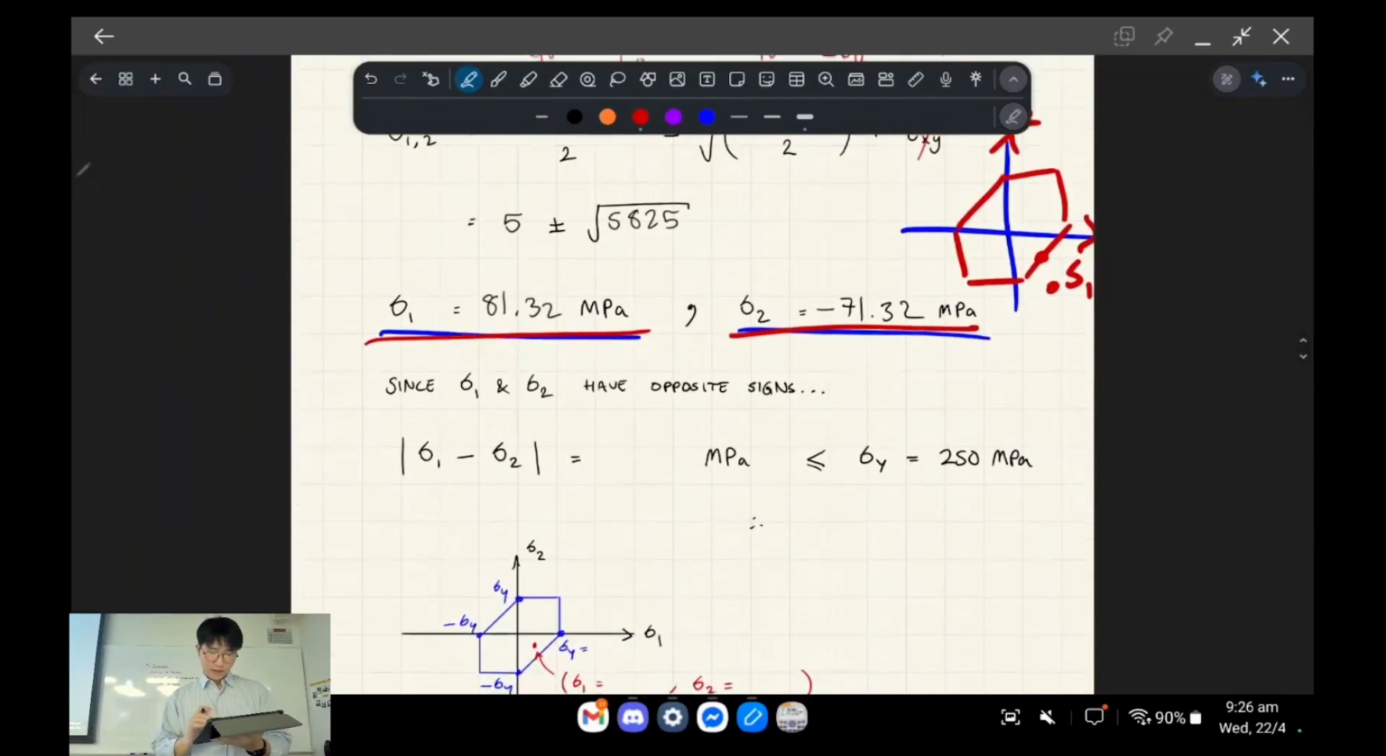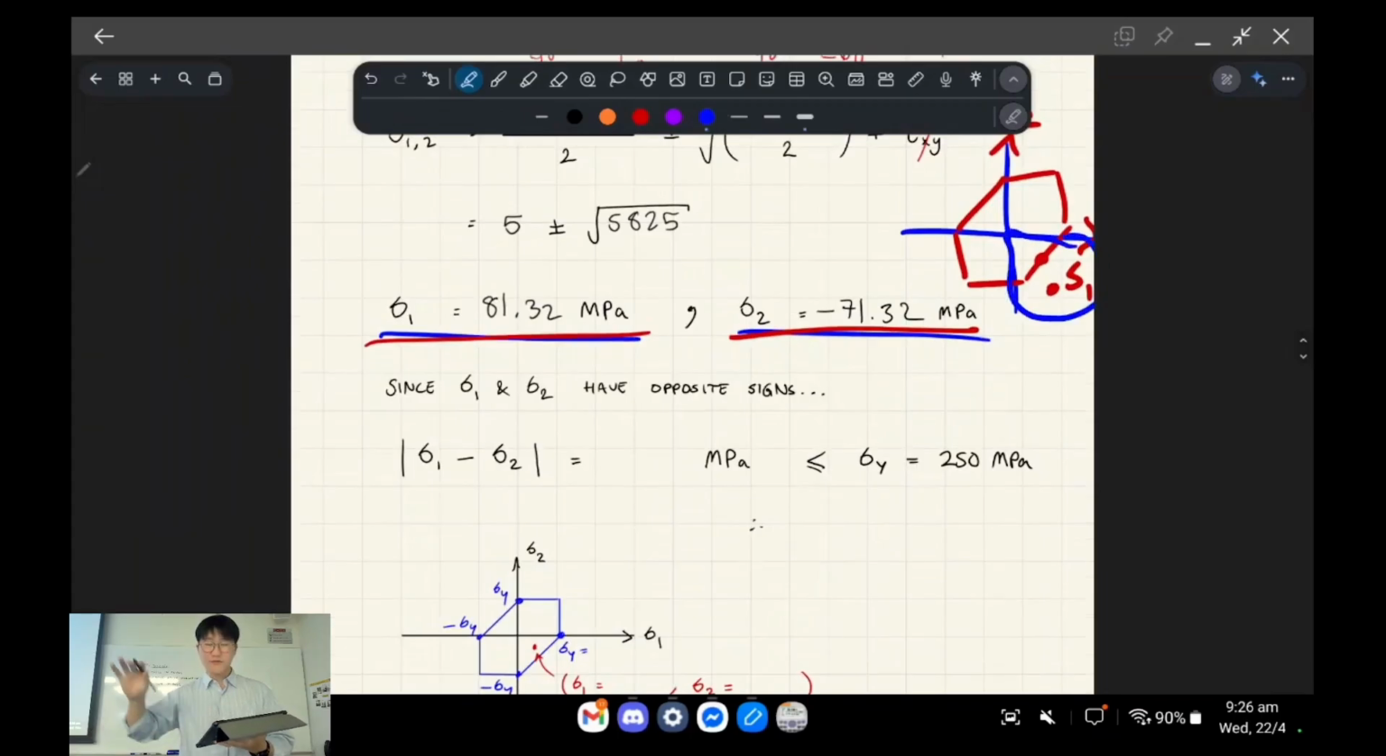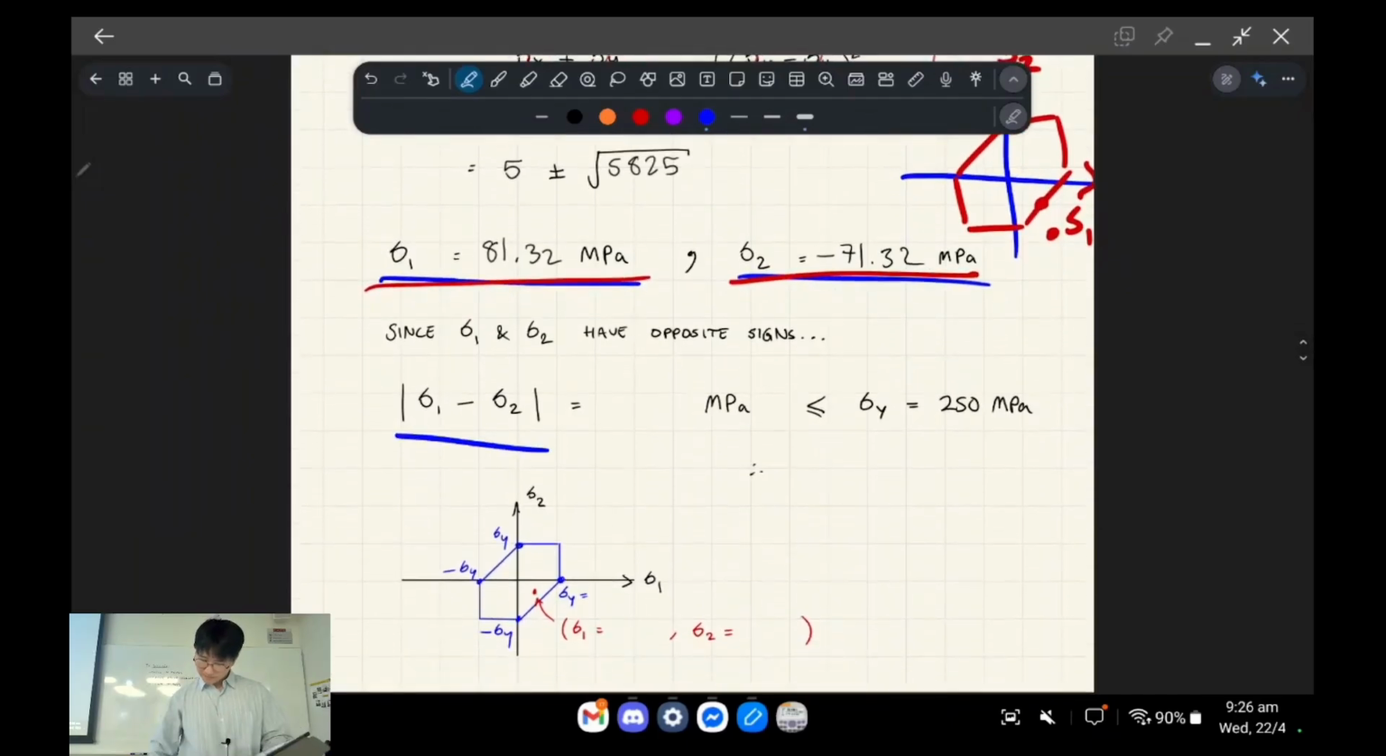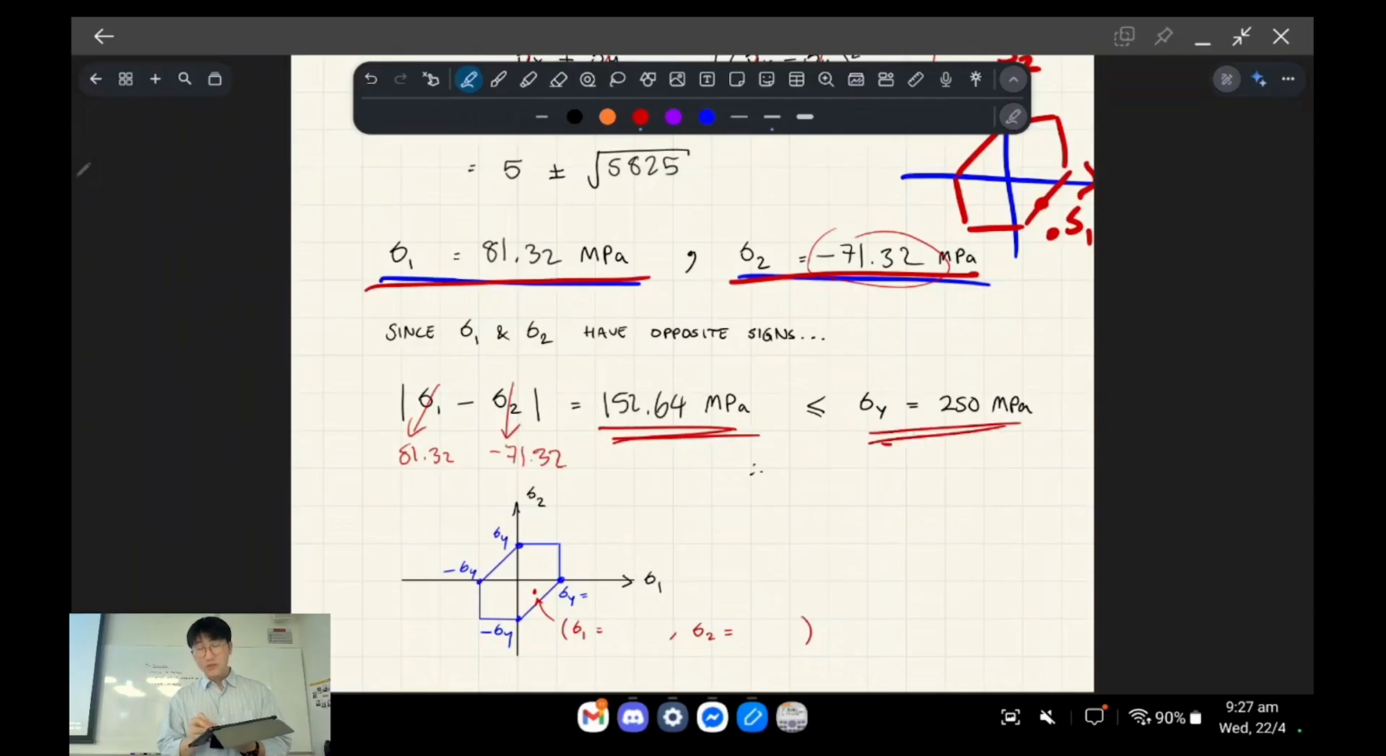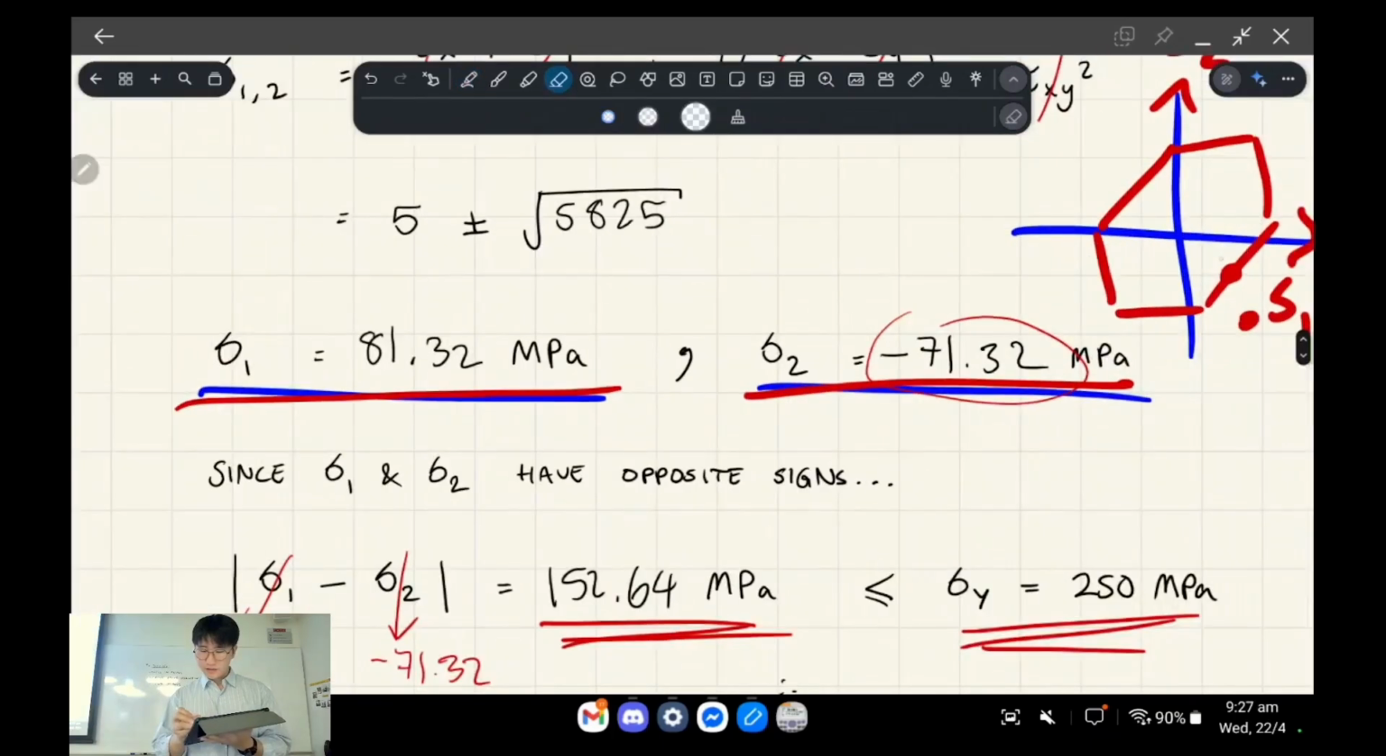Okay. So we're going to use the formula which corresponds with the second and fourth quadrants, right? Which looks like this. And we're literally just plugging in those numbers, 81.32. You're doing a minus, but you want to make sure you still plug in a negative number, okay? So this will be added together, giving us 152.64 MPa. And since this number is less than the yield, that's how you know our material hasn't failed, right? So in reality, we're sitting somewhere like here.